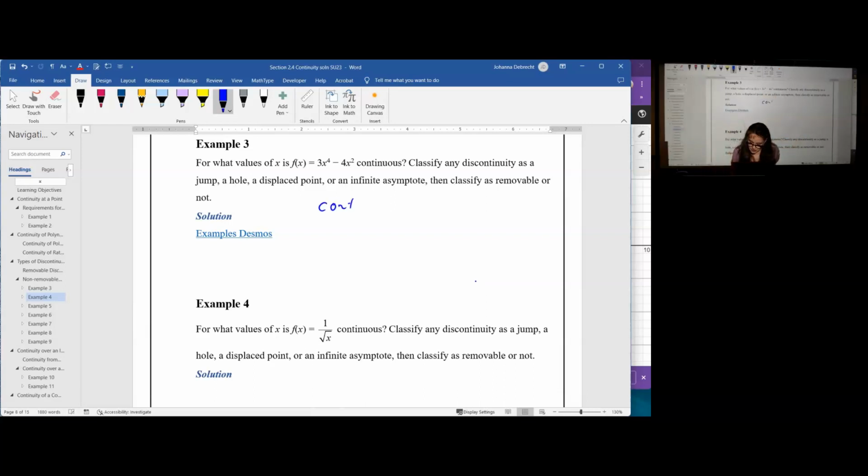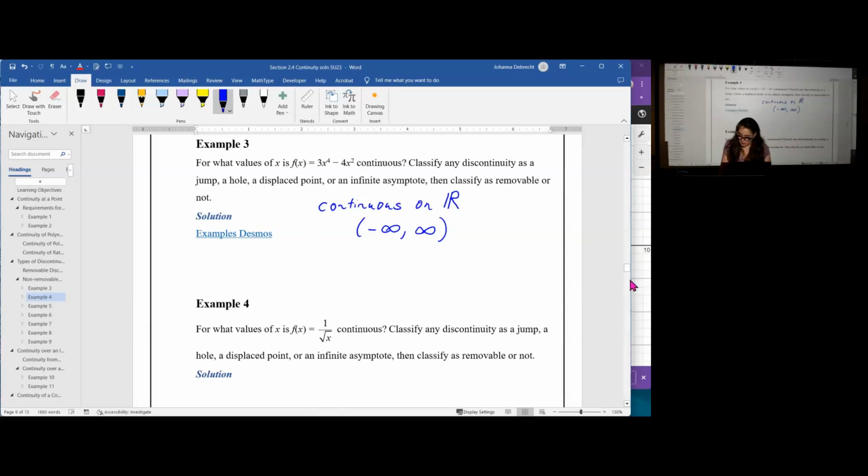So this one is continuous on, and you can write double bar R, which stands for all real numbers, or you can use interval notation, and you can write negative infinity to infinity. Notice with infinities, you'll always use round parentheses because they're not numbers, they're directions.